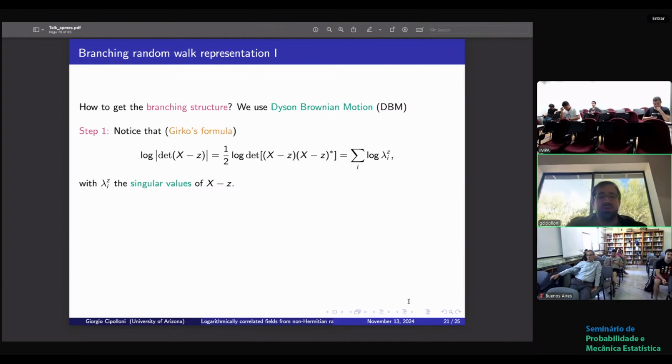Okay, so the first step to study this log determinant is to use Girko's formula. This is a kind of standard backbone in the study of the spectrum of non-Hermitian matrices. So what is this Girko's formula?